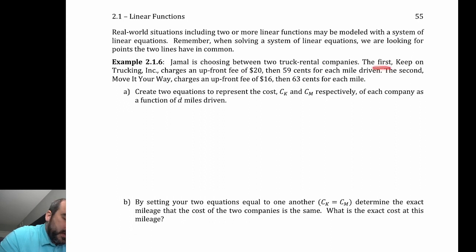The first, Keep On Trucking Inc., charges an upfront fee of $20. So upfront fee of $20, then 59 cents each mile driven. So that sounds like an initial value, or like an initial cost, plus the 59 cents for each mile sounds like a slope, right?